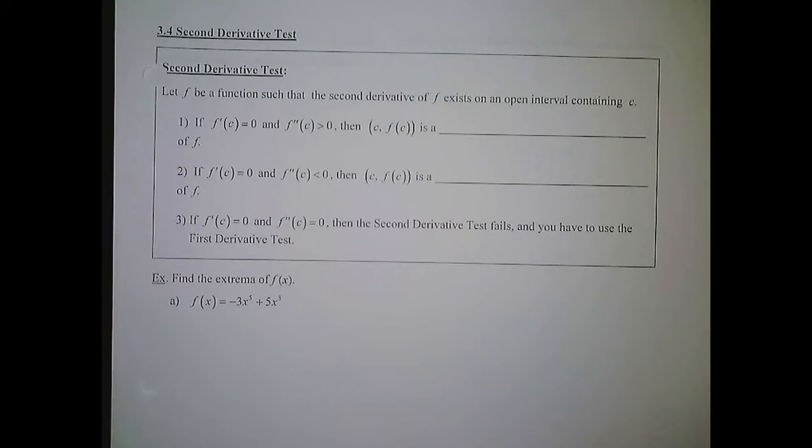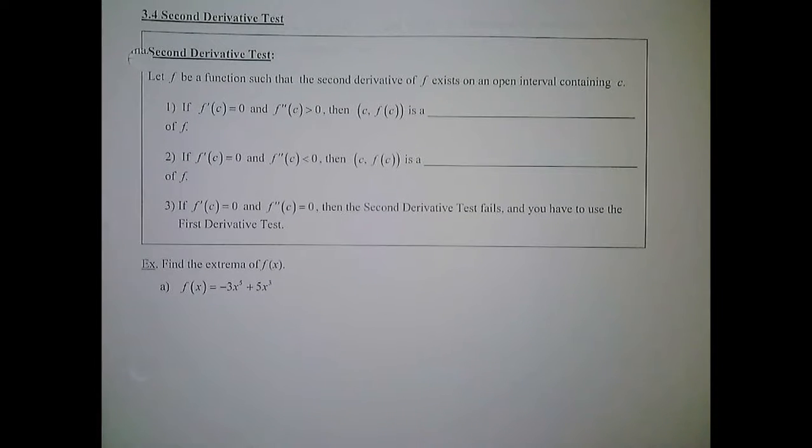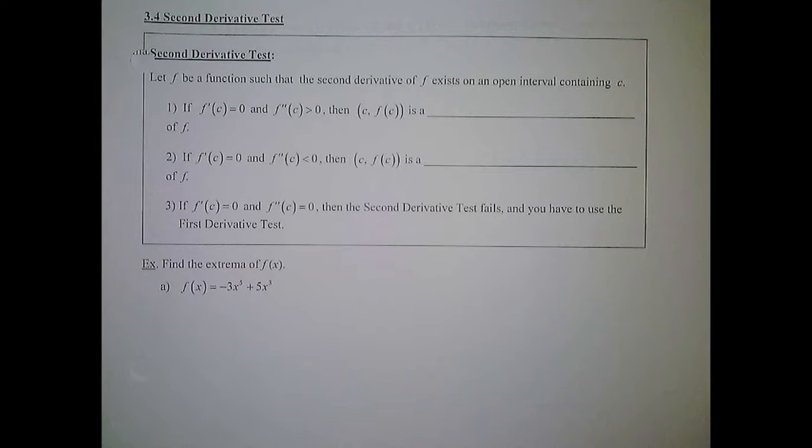So the second derivative test says, let f be a function such that the second derivative of f exists on an open interval containing c. If the derivative at c is equal to 0 and the second derivative is greater than 0, then what can we determine about that point? Let's see if we can sketch what that would look like.